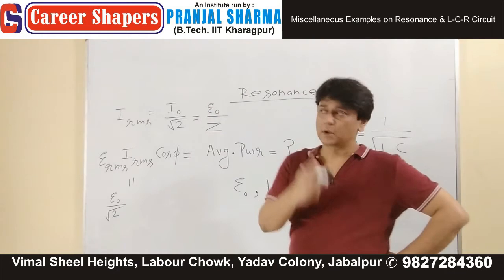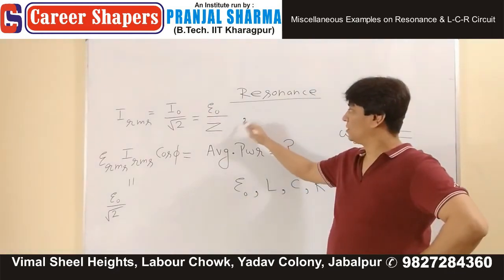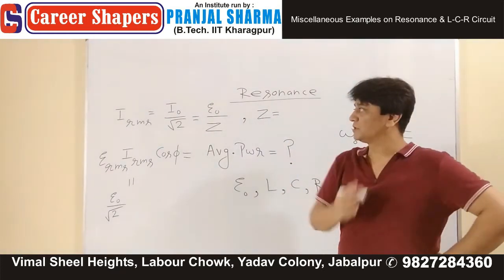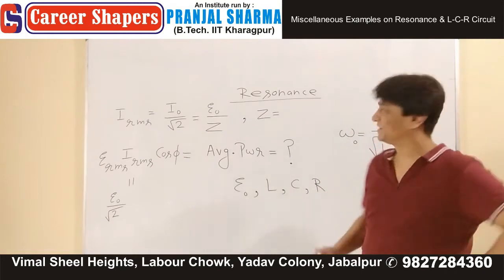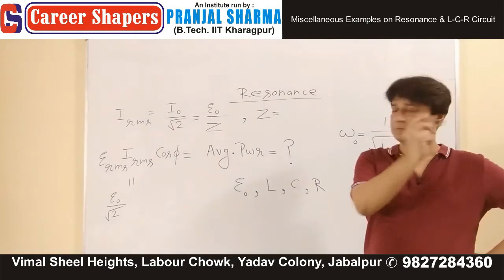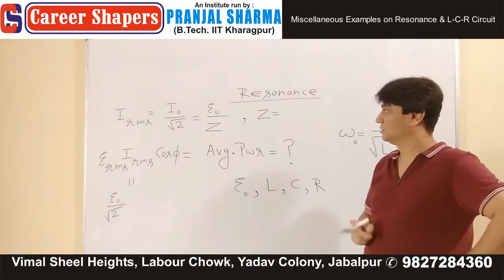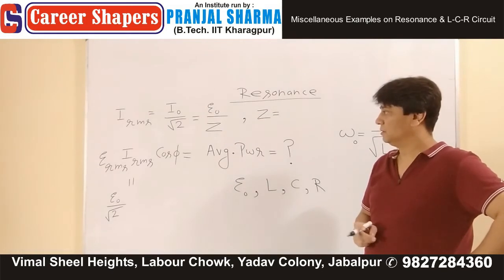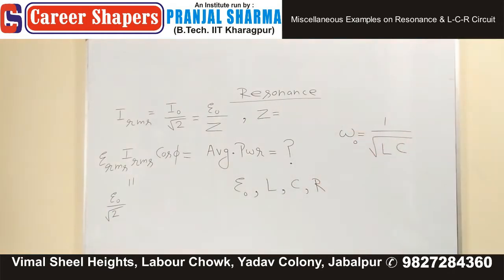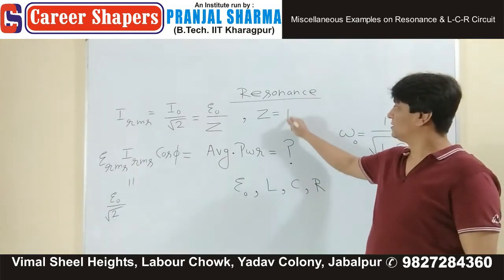Now, can you tell me the value of Z? What is the value of Z when the circuit is in resonance? Write down at least this in the comment box. Let's see if you can. Write down this fast in the comment box. Good. Z is R.